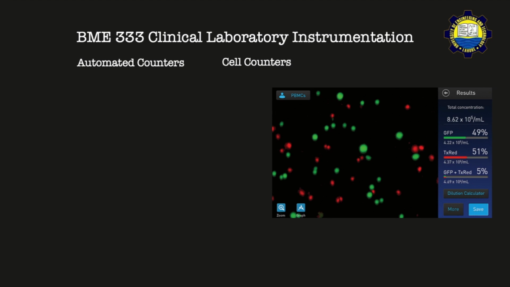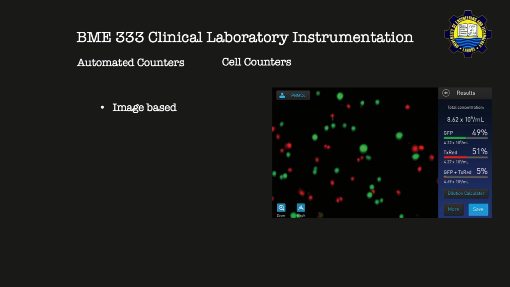Right. So now moving on to the next part, which is the automated counters. Automated counters are different kinds of counters. They come in 3 fundamental implementations. We're going to briefly look at that. The first ones are the image-based counters.